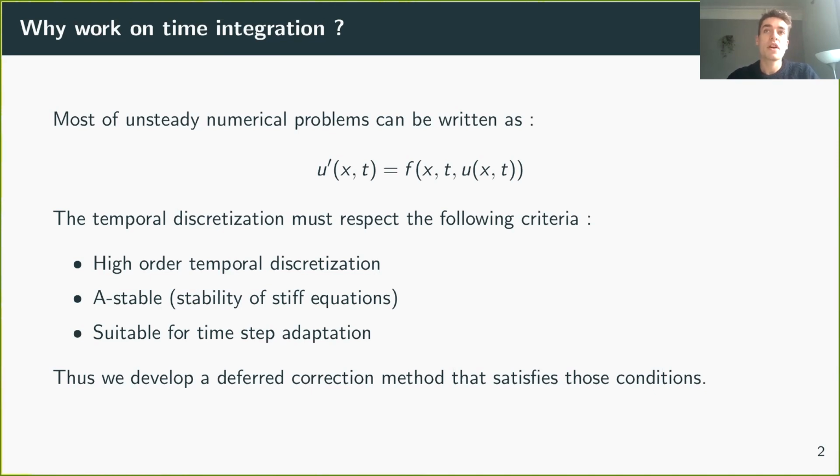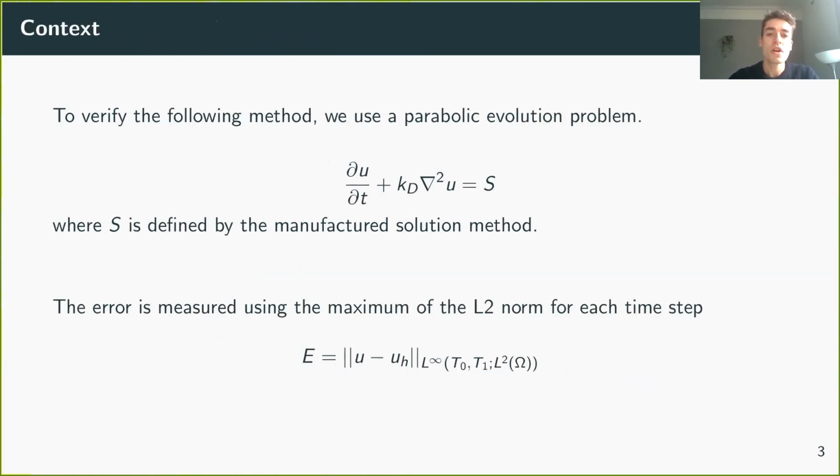That means that we can use a non-constant time step in our simulation. So to work on our method, we're gonna use a very simple test case. Let's work with a parabolic evolution problem, such as the heat equation. And we're going to use the manufactured solution method to prove the good order of convergence.